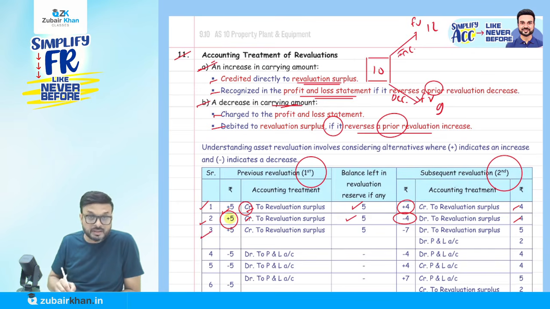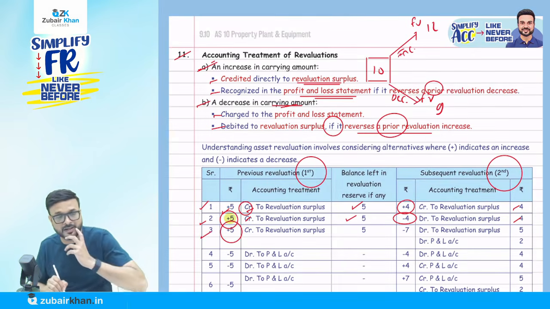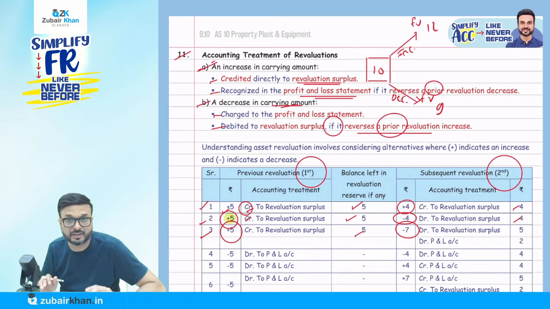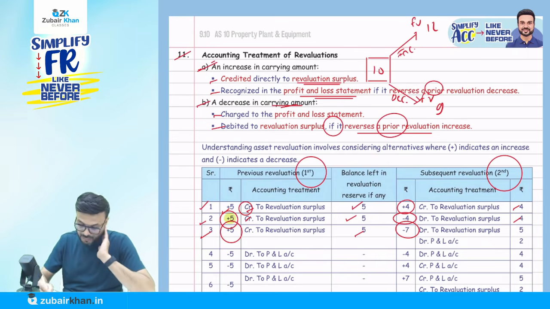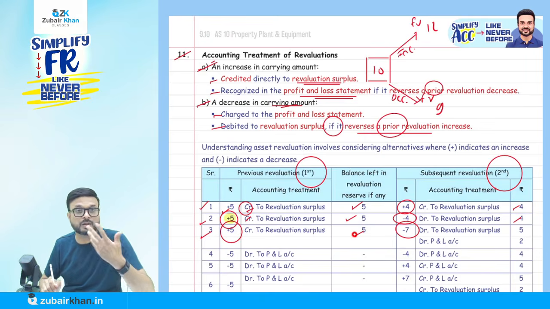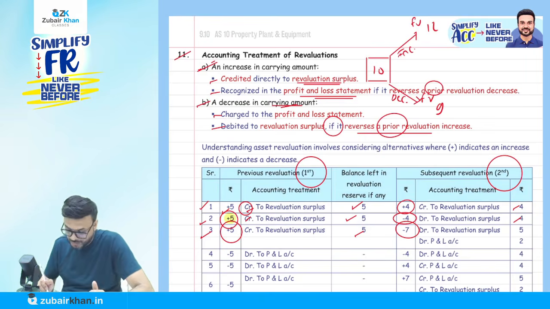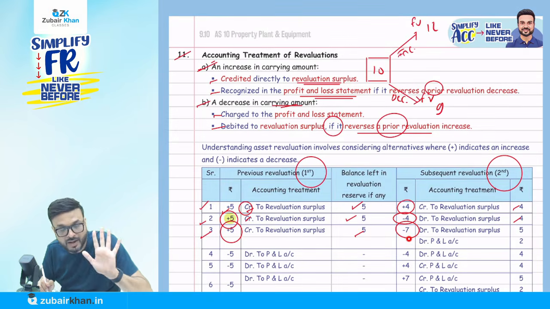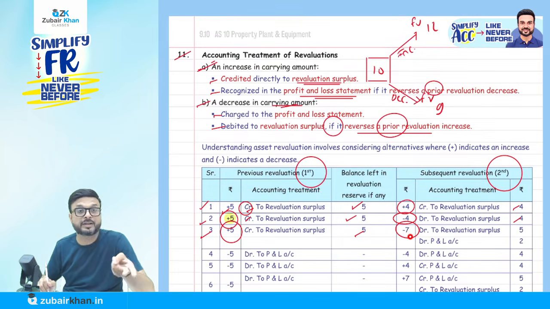Now, third, it again increases by 5, so the PP account will be debited and revaluation surplus will be credited. Now it is decreased by 7. How much balance do we have in revaluation surplus? 5. So how much can we adjust in revaluation surplus? Maximum 5. What about the remaining 2? That will go to the P&L account. So listen carefully, here I am to pass the entry: revaluation surplus will be debited by 5 and the profit and loss account will be debited by 2.